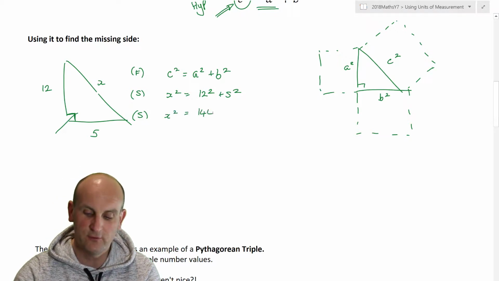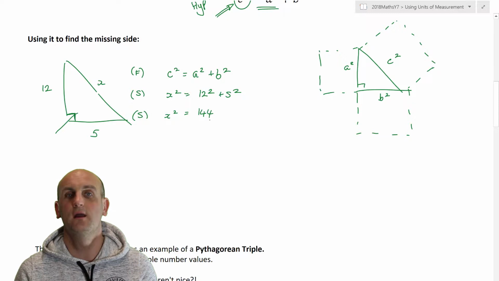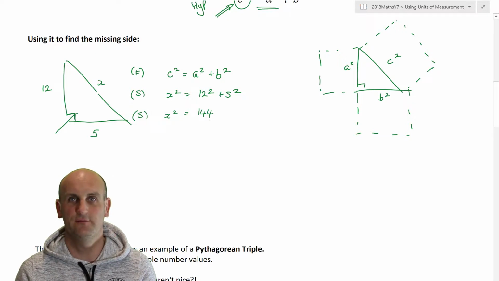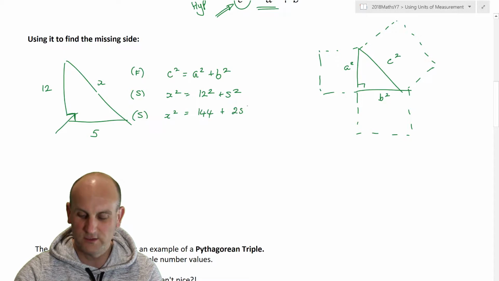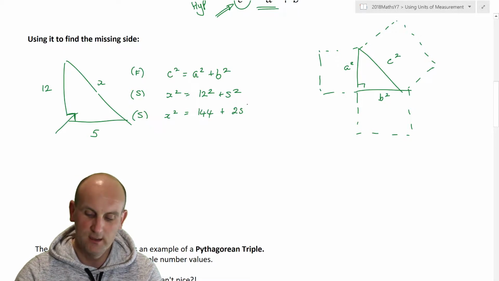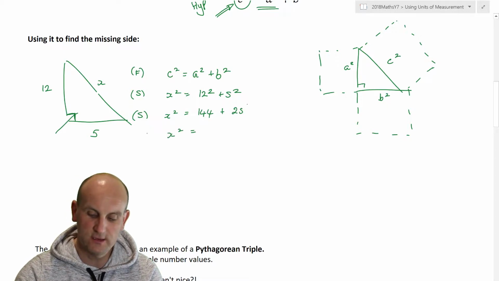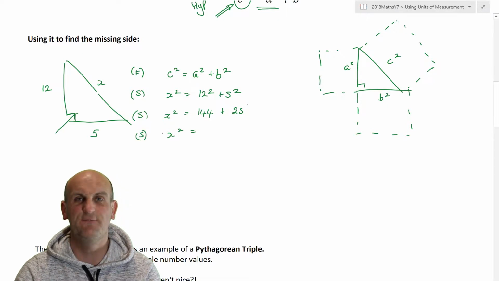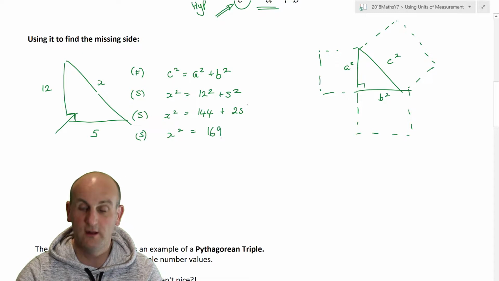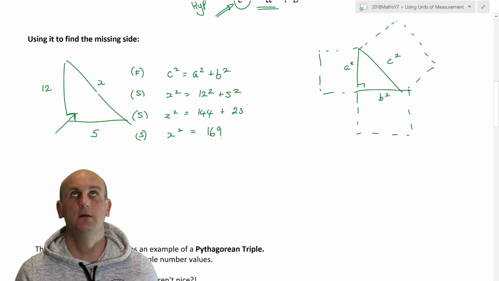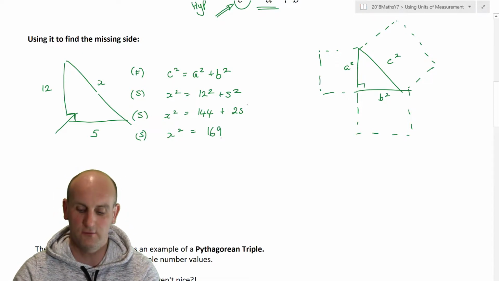12 squared I know is 144. Now, those of you who don't know why, when you square a number, you're multiplying it by itself. So 12 squared is 12 times 12, plus 5 squared, which is 25. So x squared, I'm going to do another S for simplify, because 144 plus 25 is 169. Okay, I can't do any more simplifying. I'm now going to solve.